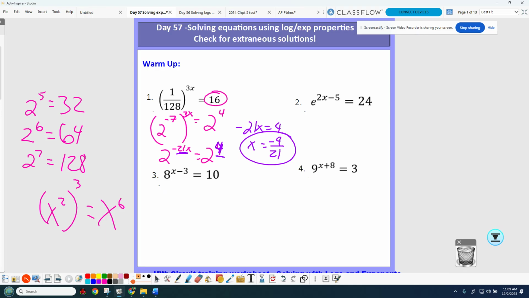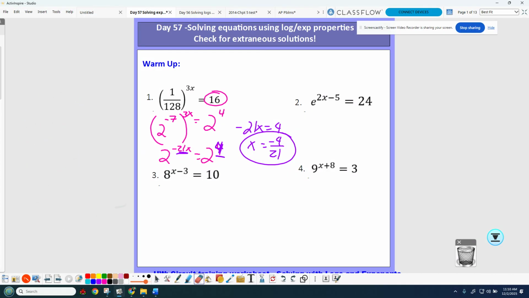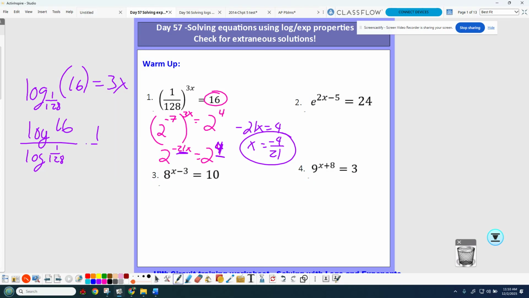Yeah? A question. I got the same answer, but I set it up differently. Okay, how'd you do it? I changed it to log. Okay, that's what Spencer said to do. And then did you just blindly type it in on a calculator? I did log of 16 divided by log of 1 over 128, and then all that divided by 3. Right, which is what Spencer said. He didn't know how to go from here. So then you typed it in the calculator. Okay, yeah, with a calculator you can do that.